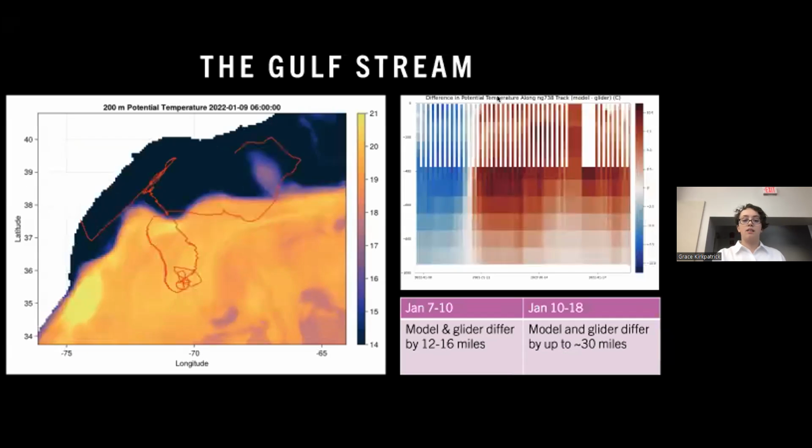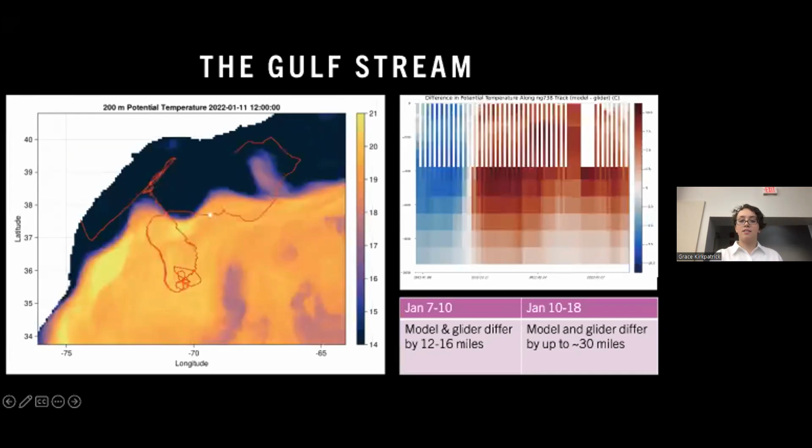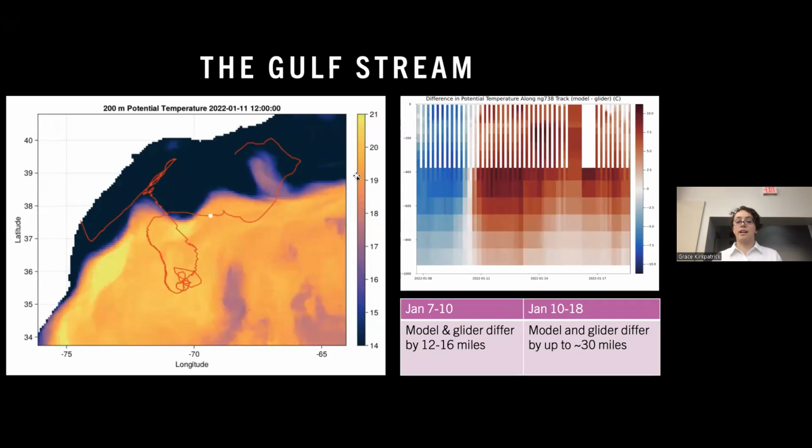miles. But between January 10th and 16th, you can see that the model records the glider as being pretty far inside of the Gulf Stream, but the transect records that the model significantly overestimated the temperature of the ocean at this place at this time. And during this period, we estimate that the model and glider estimates differ by up to 30 miles in some places, which is fairly significant considering the narrowness of the Gulf Stream.